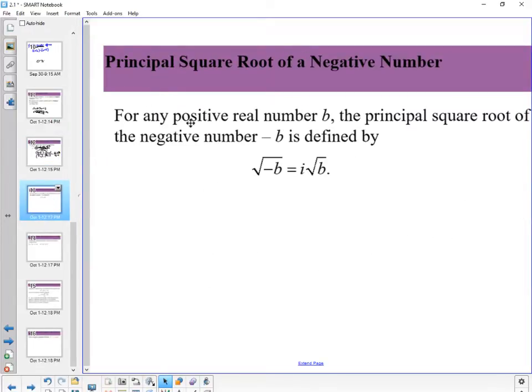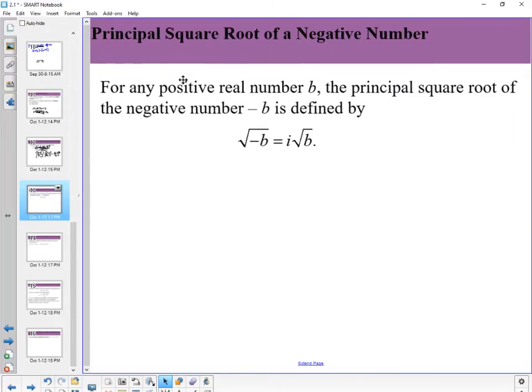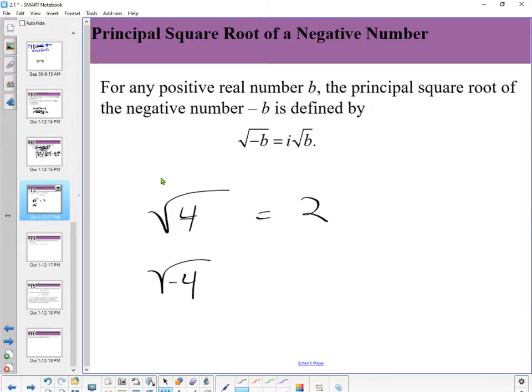For any positive real number b, the principal square root of a negative number, negative b, is defined as i root b. So, let me explain. We know there's a square root of 4, correct? The square root of 4 is how much? 2. But we don't know what the square root of negative 4 is. Now, people say 2 as well, but that's not 2. Because remember what the square root is: some number times itself gives you what's inside, correct? And we're looking for that number. Well, in this case, I know that it's 2 times 2, which produces the 4.